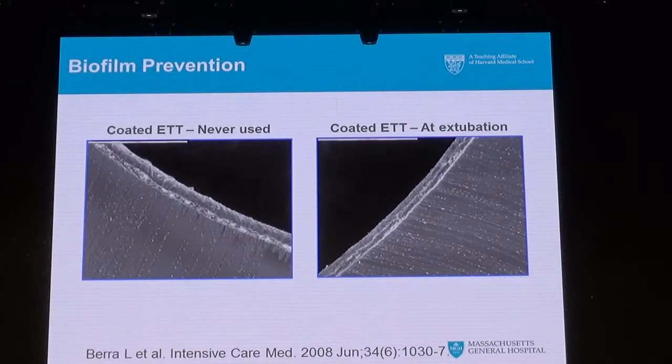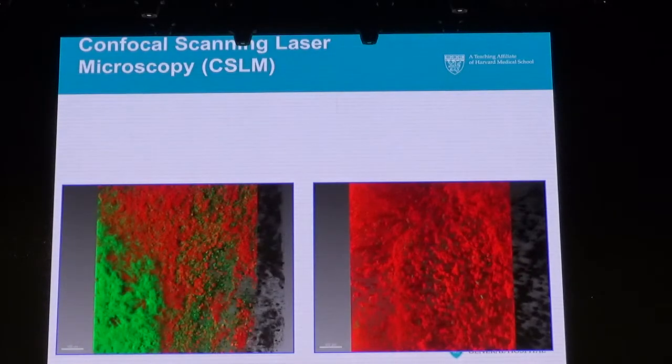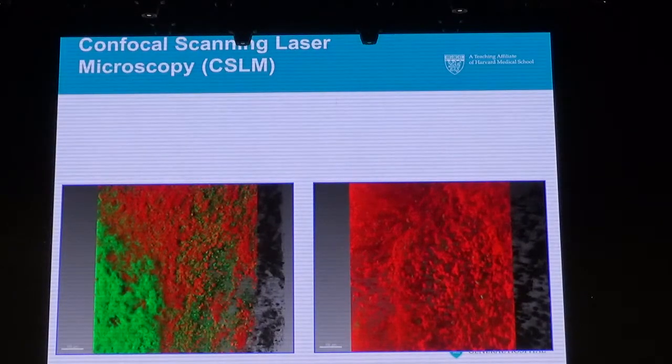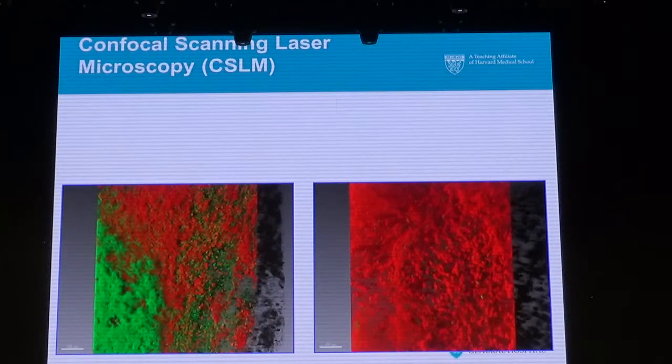So there is not really colonies and deposition of material on top of the tube. And when we did the confocal laser microscopy, this is basically a live-dead staining. What you see on the left is that there are, in green, live bacteria multiplying, and in red on the right, on the silver sulfadiazine coatings, there were no bacteria multiplying.